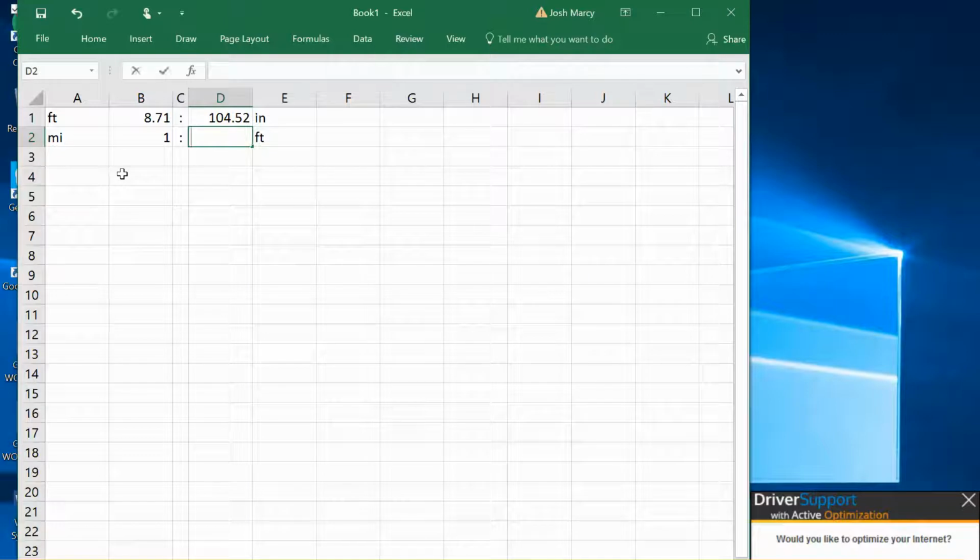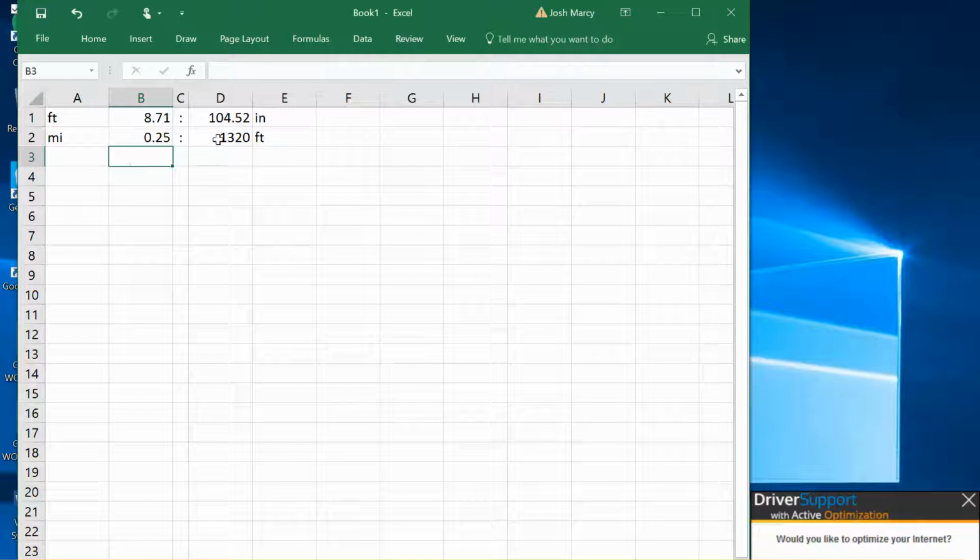1 mile, I believe it's 5,280 feet. But again, I don't want to just type 5280. If I make this a function, equals this cell, whatever it is, multiplied by 5,280. Now I could change however many miles I want, and it doesn't even have to be a whole number. It could be even less than one, right? Like, how about a quarter mile? 0.25 miles is 1,320 feet.